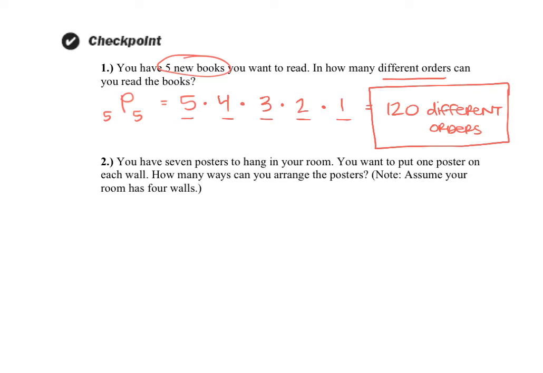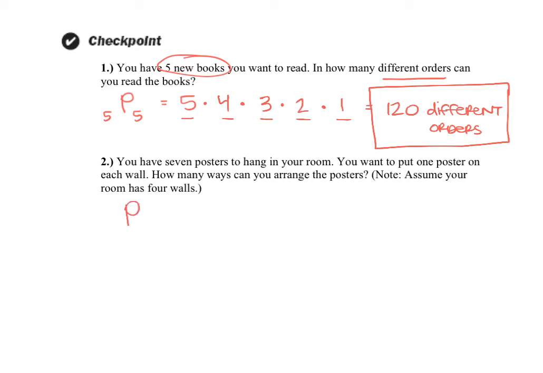Let's do another one. You have 7 posters to hang in your room. You want to put 1 poster on each wall. How many ways can you arrange the posters? And then it says, note, assume your room has 4 walls. All right, well, the order matters, so this is a permutation.